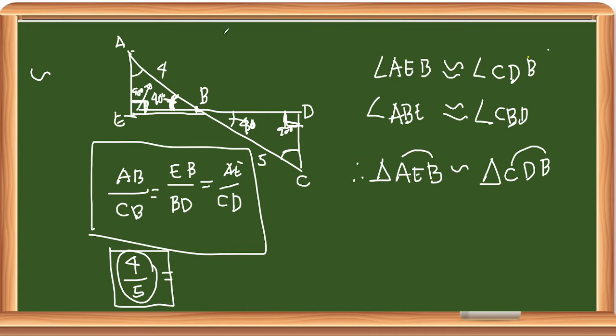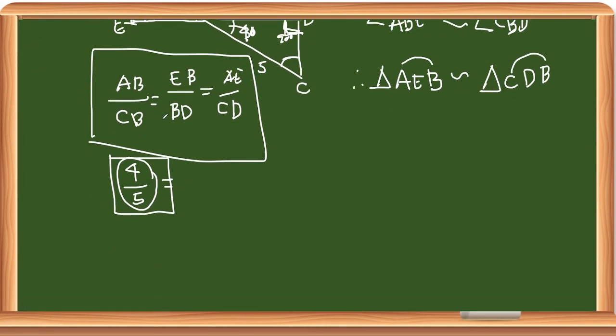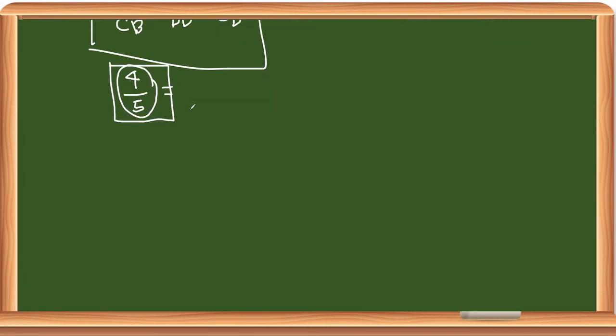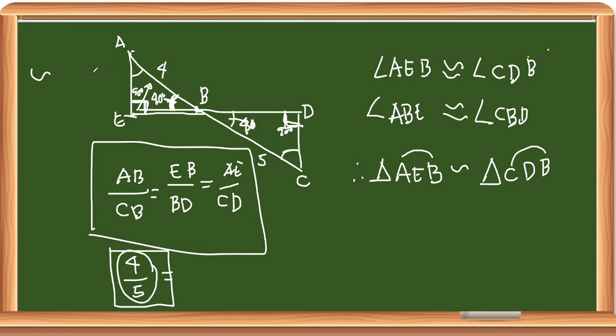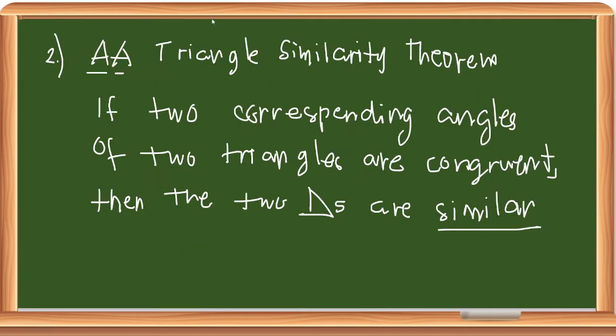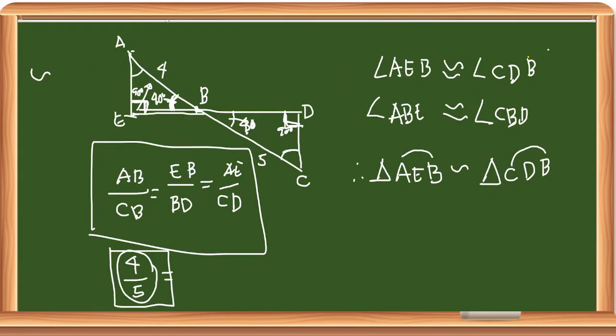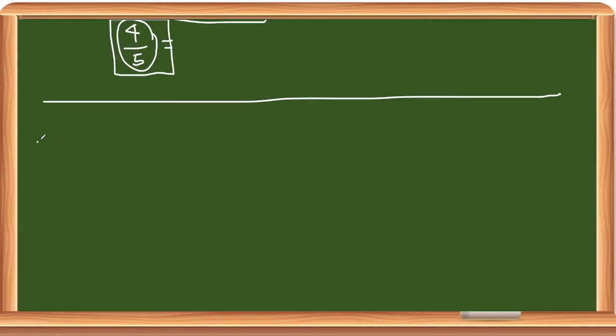Okay po? Any more questions with this? That is for AA, if only two angles are given. Now, the other one would be the third one. So, this is the second one, the AA. And then the third one would be the side-angle-side, SAS.